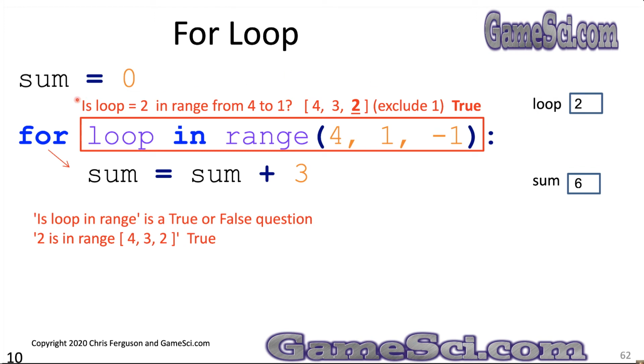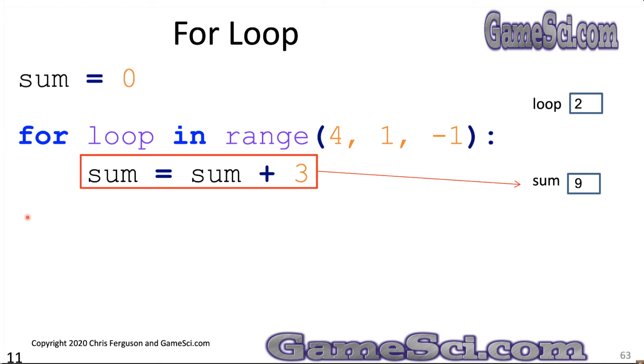Loop contains the value 2. When we evaluate, is that in range? We ask, is loop equal to 2 in range from 4 to 1? The loop with the value 2 is in the proper range. This is a true statement. What you have to ask yourself at the top of the for loop is the loop in range? If it's a true statement, we will execute the code in the loop. And 2 is definitely in the range. Once again, we execute sum equals sum plus 3, and sum goes to 9.